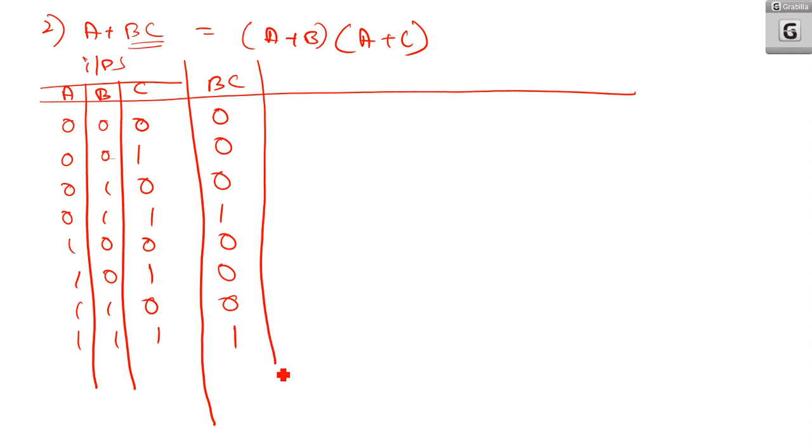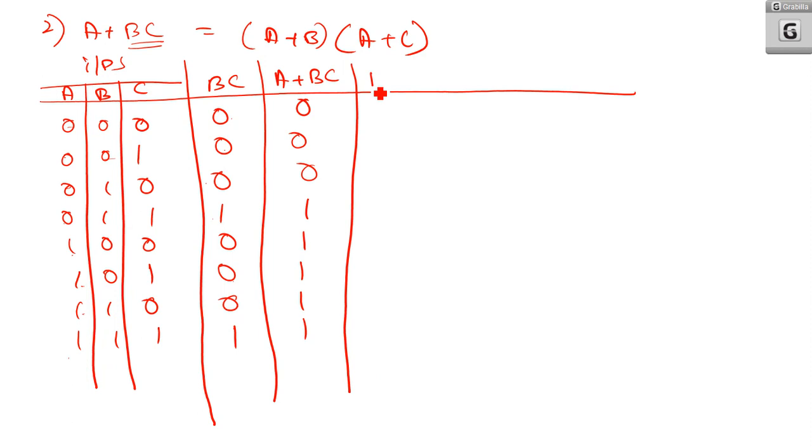Now I need to calculate A or (B and C). So 0 or 0 is 0, 0 or 0 is 0, 0 or 0 is 0, 0 or 1 is 1, 1 or 0 is 1, 1 or 0 is 1, 1 or 0 is 1, 1 or 1 is 1. That is A or B and C.